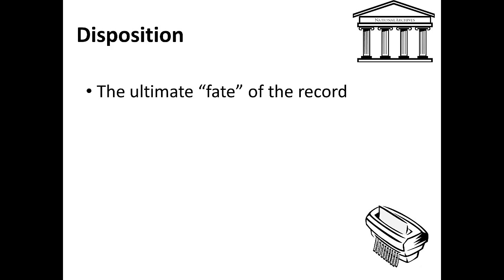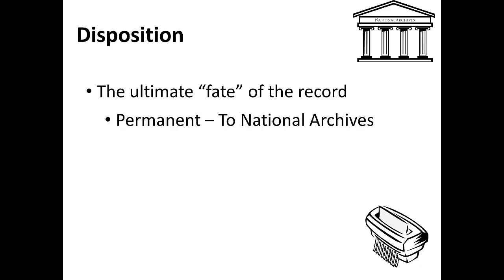The final disposition for the record tells us its ultimate fate. In other words, what should happen to that record? The National Archives is the final home for a small but important percentage of the records in the federal government, somewhere around 2 to 5% of the records in most agencies. We call these permanent records. They have significant historical or other value that makes them worth keeping forever.